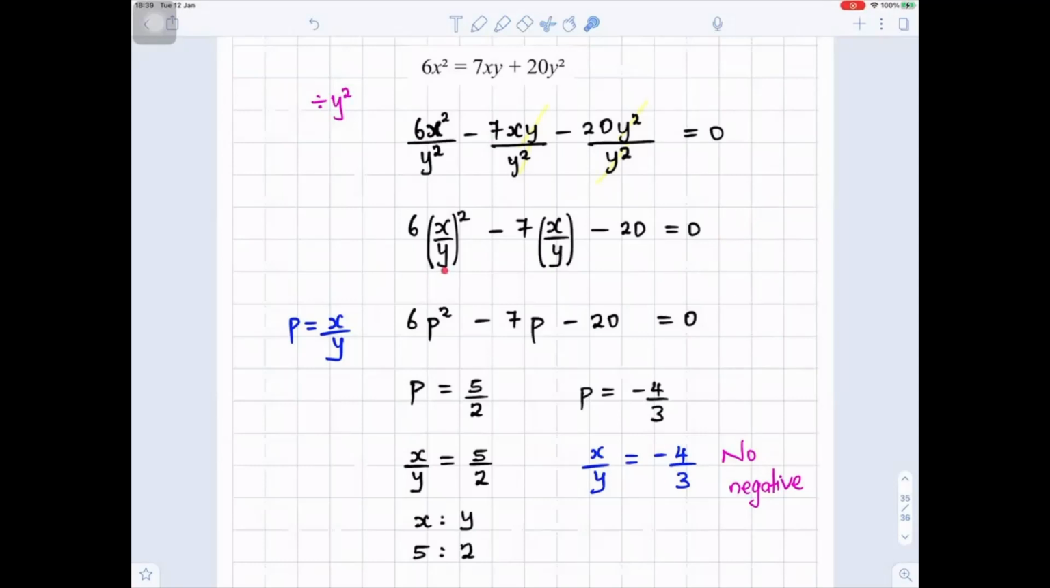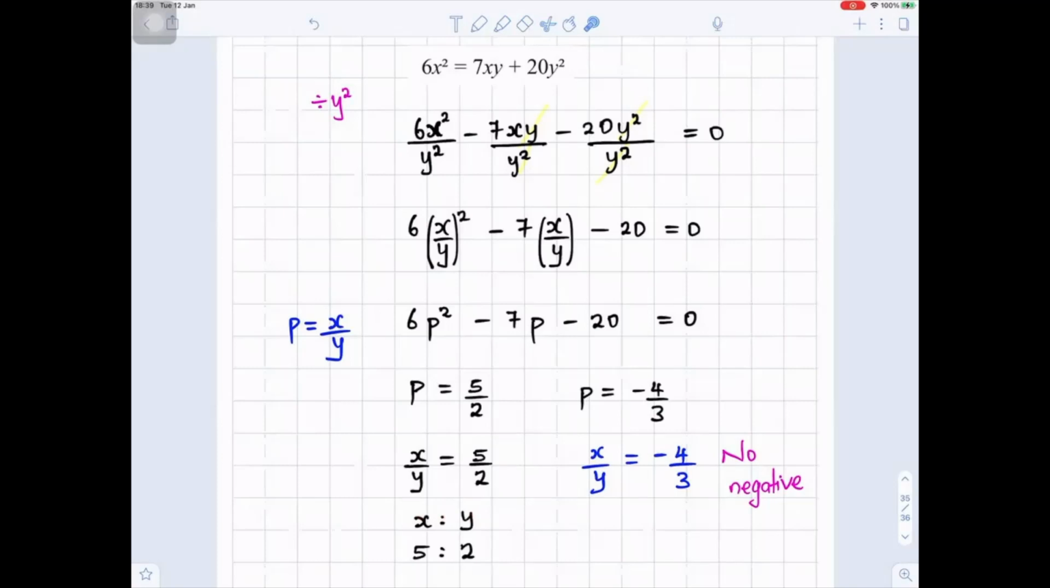If you replace x over y with p, so instead of x over y, you put p. So 6p squared minus 7p minus 20 equals 0. You can solve this in your calculator, and that would give you p to be 5 over 2 and p to be minus 4 over 3. Since we don't use negative, we will use the 5 over 2. So that means replace p with x over y. So x over y equals 5 over 2. So x is to y is the same as 5 is to 2.